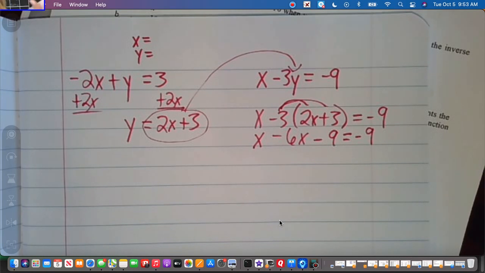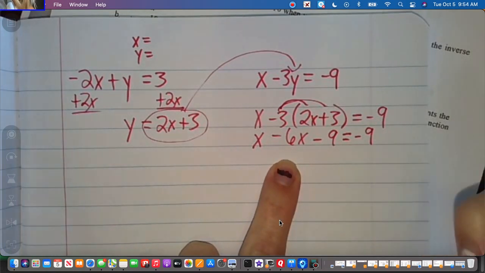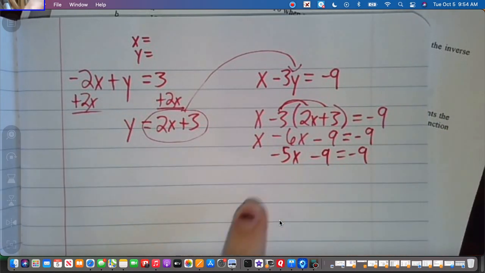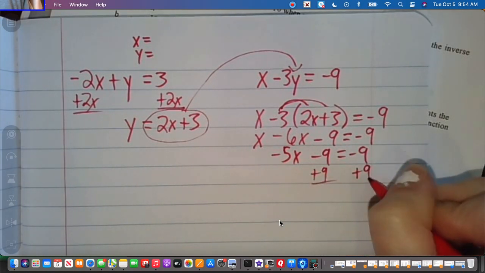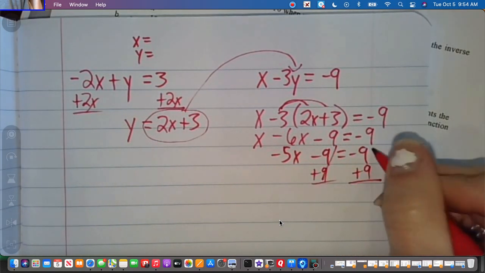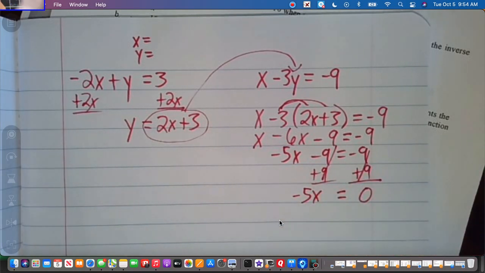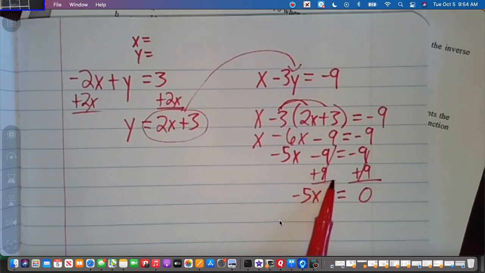Okay. Now, what is x minus 6x? Negative 5x. So negative 5x minus 9 equals negative 9. Then what am I going to do to solve for x? Add 9. And you can get 0. Negative 5x equals 0. Why negative 5? Because 1x minus 6x is a negative 5x. And then I'm moving my 9 over here.